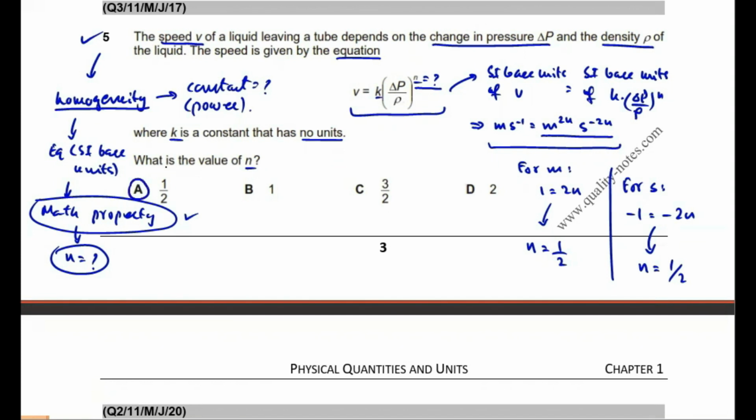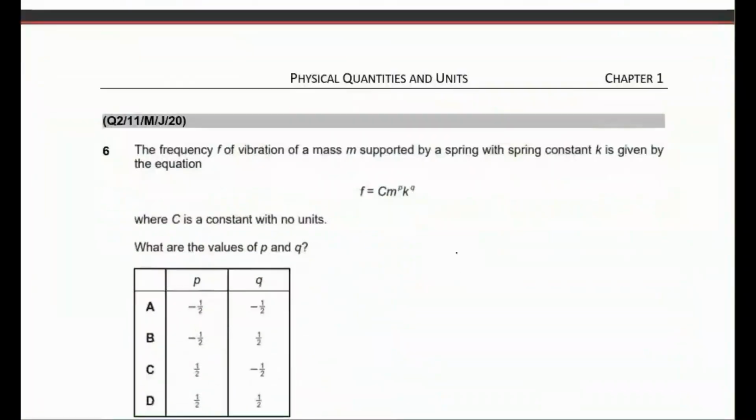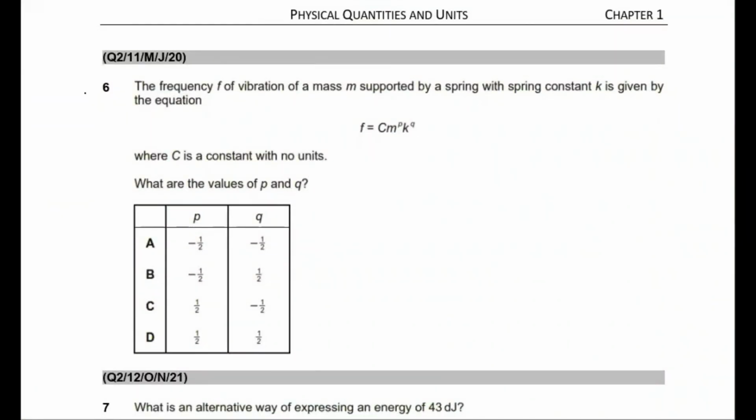Now students, next question, question number 6, also requires the use of the same approach as we used in the previous question, question number 5. So I'm leaving this question as homework for you. Let's move on to the next question, question number 7 now.